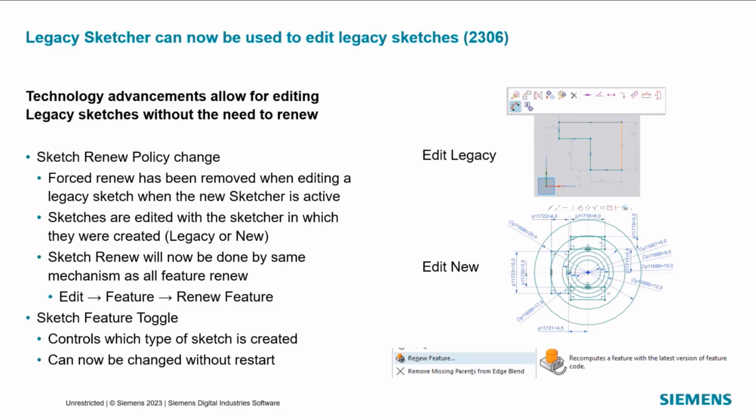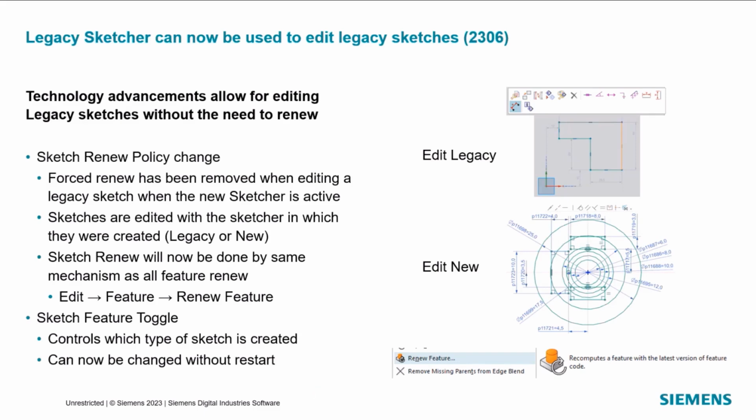So up until NX 2306, you had the choice of continuing to work with the old sketch, the legacy sketch, or to upgrade your legacy sketch to the new sketch, and that uses the renew feature command. So this was done through an early access feature. I'm going to show how that's turned on and how that's set. And that's another one of the changes where you don't have to actually exit NX to make that choice. You can change that setting right within your NX session without having to restart NX.